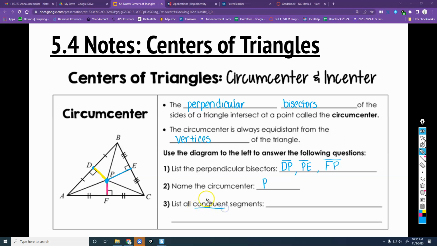Have you guys seen this symbol for congruent before? The equal with the squiggle over top of it. Yeah, so that means congruent. So, for example, AD would be congruent to BD. Right? So this piece right here, AD, is congruent to BD.